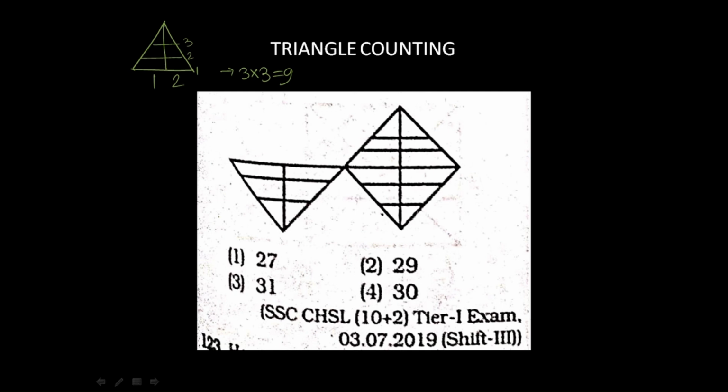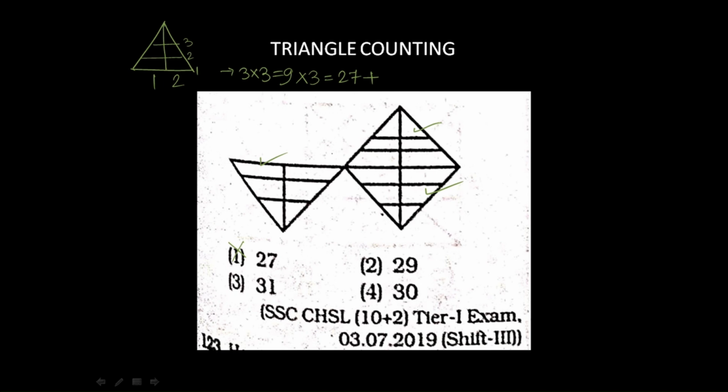So how many of this kind of figure are there? This kind of figure is embedded: first one, there is a second one, and this is the third one, right? So 3 similar figures. So 9 into 3, 27. Clear? 27 plus. Is there more? Yes. 27 cannot be the right answer because there are more triangles inside it.